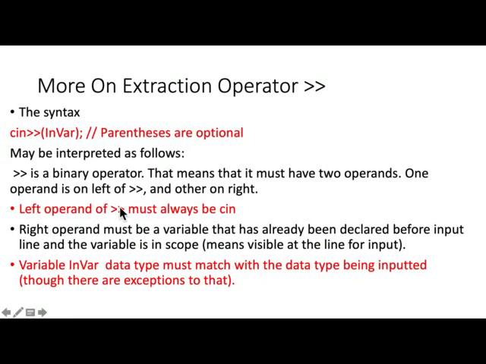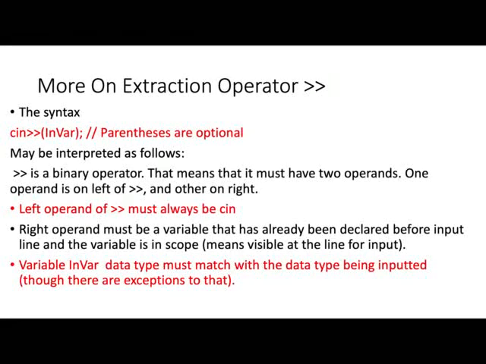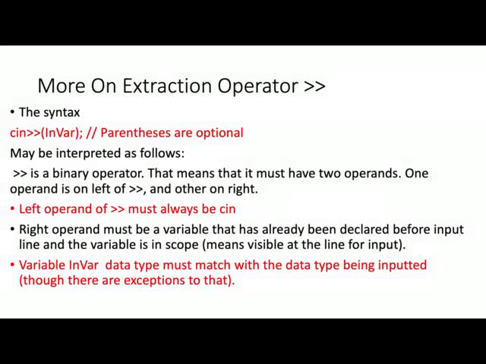The left hand of the extraction operator must always be cin. It could be anything else, or it could be a file handle when we talk about input from a file. But when we are doing input from the keyboard, the left operand of the extraction operator must always be cin, and the right operand must always be a variable that has been already declared before the input line, and the variable is in scope. That means it's visible at the line for input.